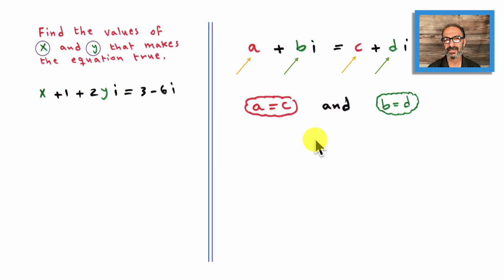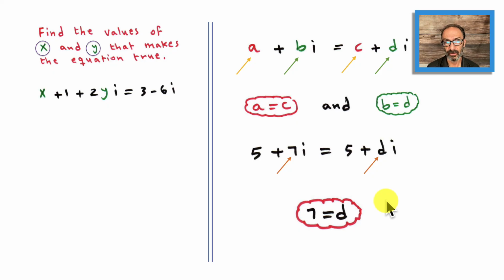So for a simple example, if you have 5 plus 7i equals 5 plus di, well, 5 equals 5, so I'm not worried about the real part. But look at the imaginary units, 7 and d. That says 7 and d should be equal, meaning 7 equals d or d equals 7. So it's a simple process. It's not too hard. The only thing is you need to just focus with me and see the real part with the real part, the imaginary part with the imaginary part.